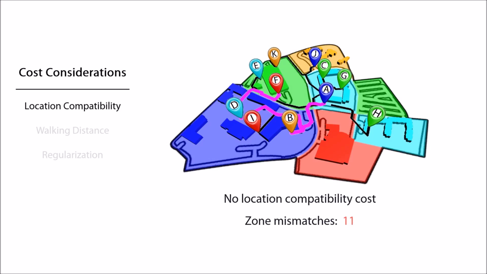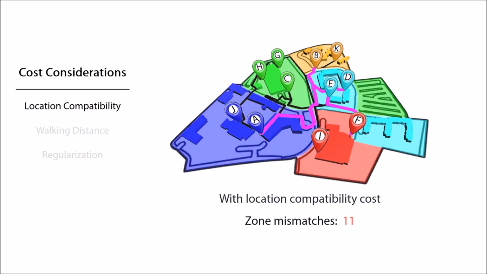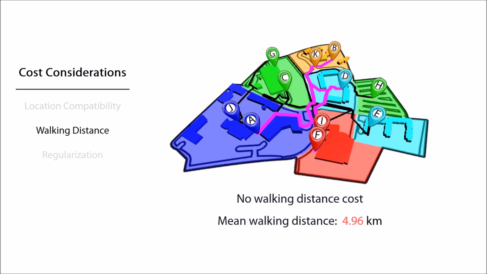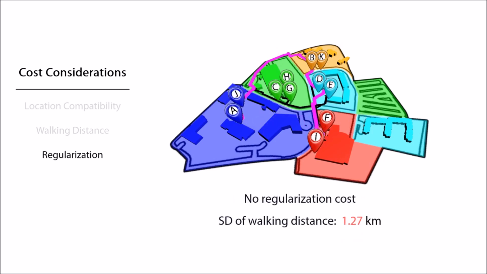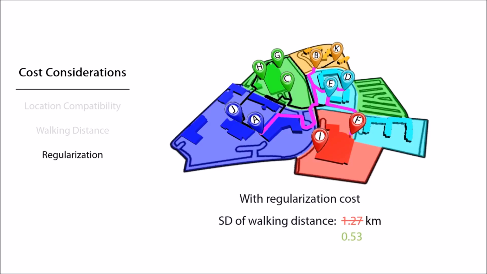We illustrate the effectiveness of our cost considerations. With the location compatibility cost, events are distributed at locations with compatible zone types. With the walking distance cost, the mean walking distance decreases. With the regularization cost, walking distances between adjacent events become similar.